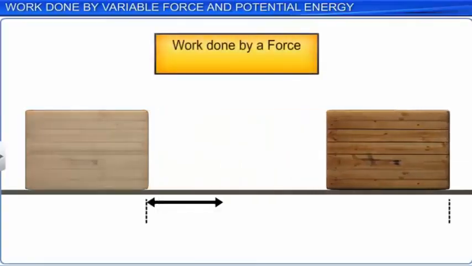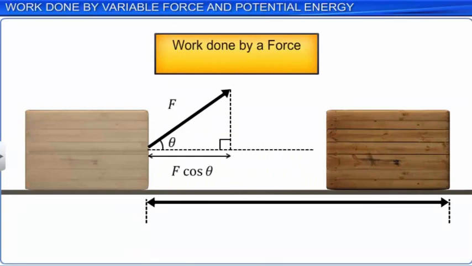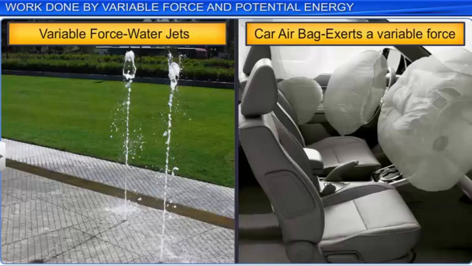We know that the work done by a force F on a body is W is equal to Fd cos theta, where d is the displacement of the body and theta is the angle between the force and displacement. But in practical situations, a body may be acted upon by a force which may not be constant and is a variable force. A variable force is a force whose magnitude or direction or both vary during the displacement of a body on which it acts.